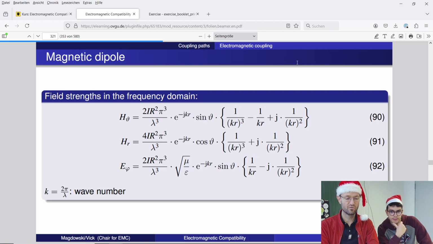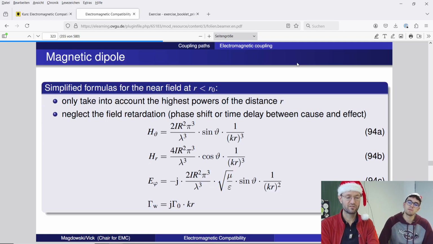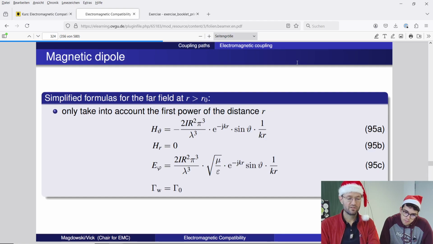And so here are the full formulas, and these formulas include both near field and far field terms. This is the far field term. These are the near field terms. And so there is one simplified formula that just takes into account the near field terms. And there is one formula that just takes into account the far field terms.